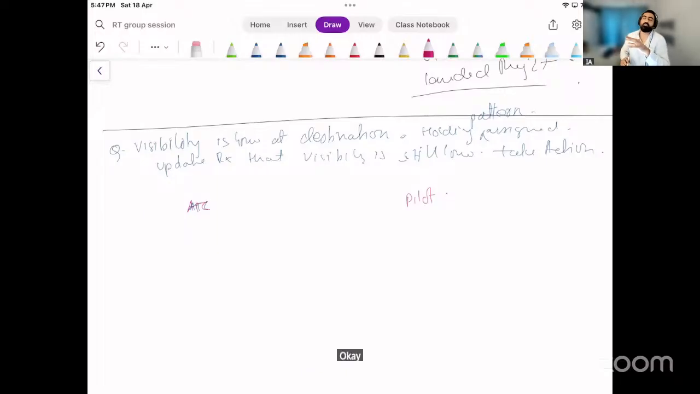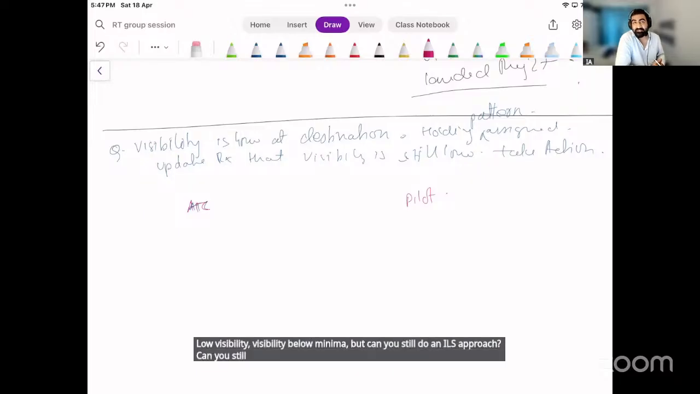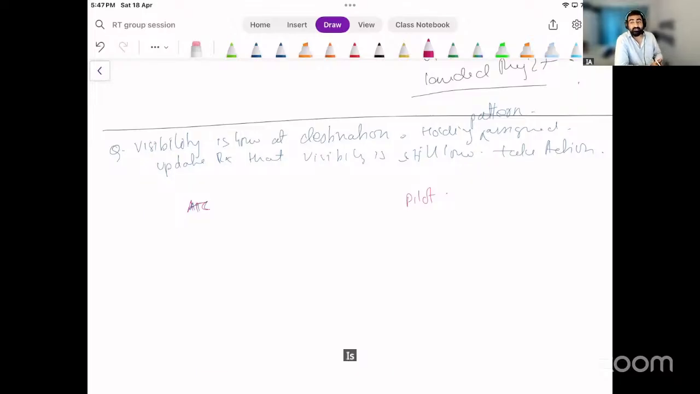Okay, students, always think. Low visibility, visibility below minima, but can you still do an ILS approach? Can you still fly IMC? Is there a possibility for you to request an instrument approach even if the visibility is low? If not, then you mention the reason why you want to go to the nearby aerodrome or your diversion.